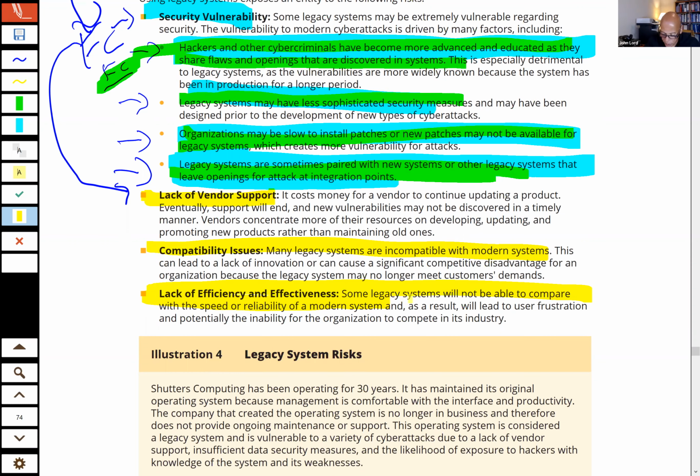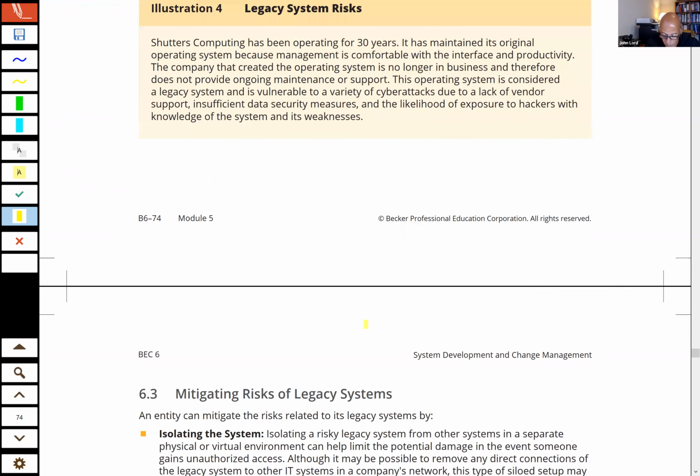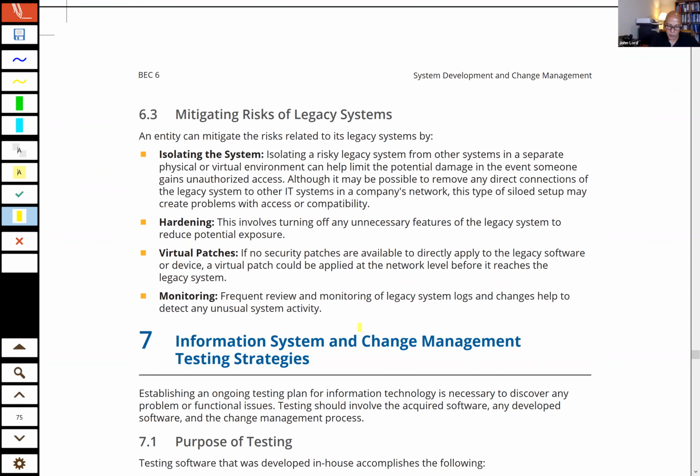So we have risks, and we have what? We have management, we have mitigation of the risk. So again, we have the risk, we have the controls. Let's take a look at some controls, some ways of mitigating the risk of a legacy system. Isolating the system, so only certain transactions will be exercised through it. Trying to harden the system: turn off unnecessary features of the legacy system to reduce potential exposure. You can have virtual patches, and you can also have more frequent monitoring.